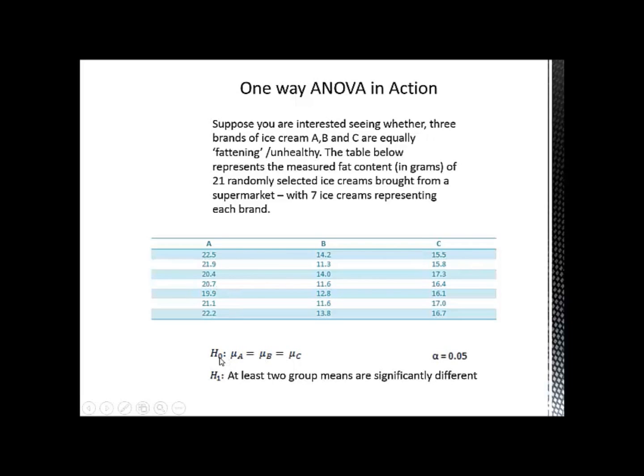And here I've given the null hypothesis, so you're testing whether all three group means are equal. I've used a 5% significance level, and the alternative hypothesis would be that at least two group means are significantly different to each other.